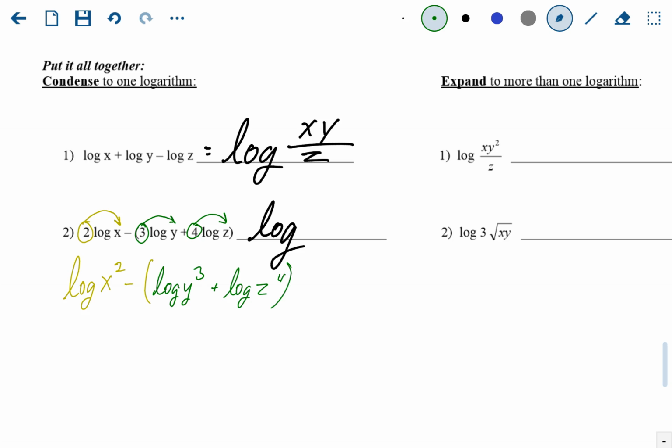Okay. So since those are grouped together after the minus sign, those are both going to go in the denominator. So on top we're going to have the x squared, and on the bottom you have log y to the third plus log z to the fourth. If you're combining those into one log, because of the addition sign, we'd have to use multiplication. So that's just going to be y and z both on the bottom because they are grouped together. Y to the third, z to the fourth.